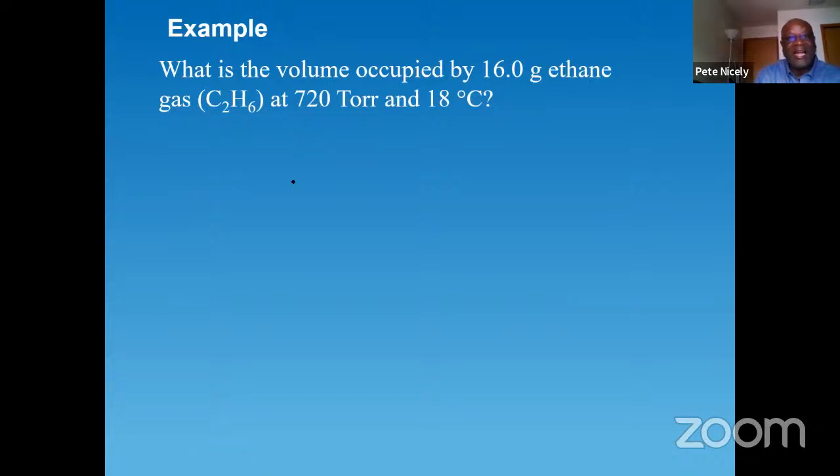So again, the equation is PV is equal to nRT, but this time the question is asking for V, which is equal to nRT over P, right? So how do we calculate V? Well, first we need n. Now we're not given n, but we're given the mass in grams of the gas. And we can convert the mass to moles by dividing by the molar mass.